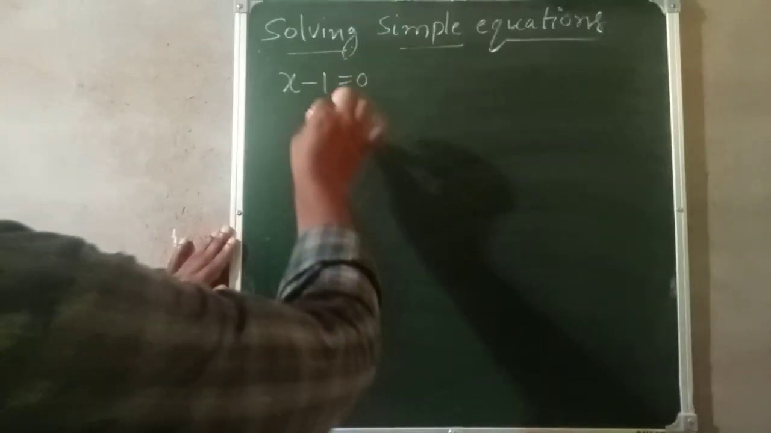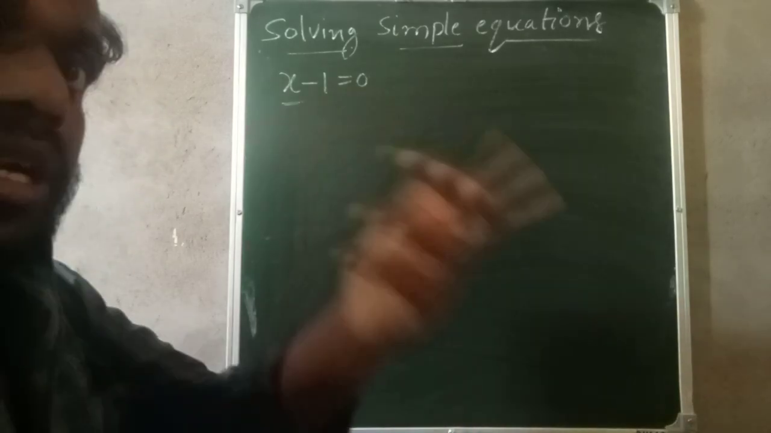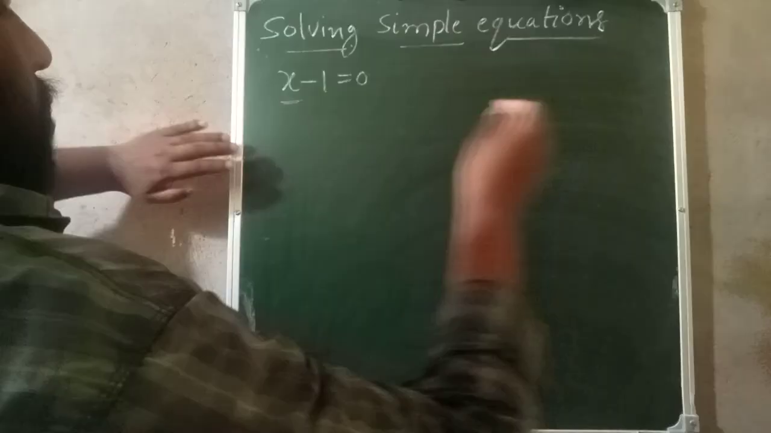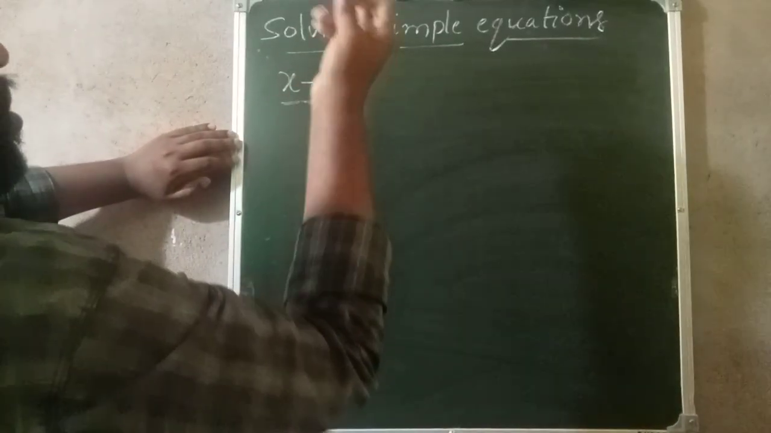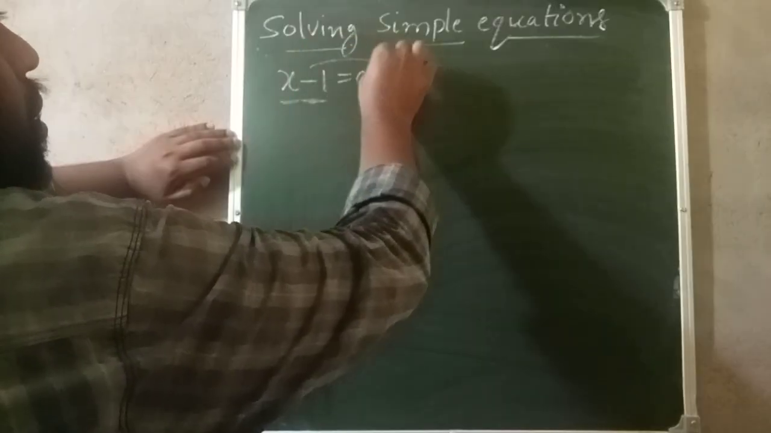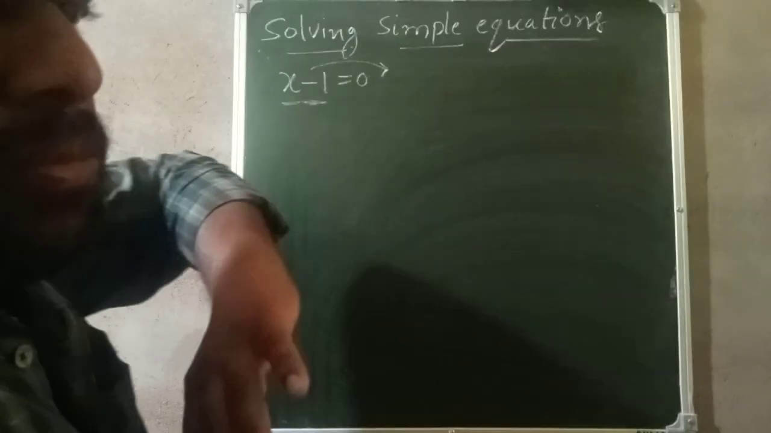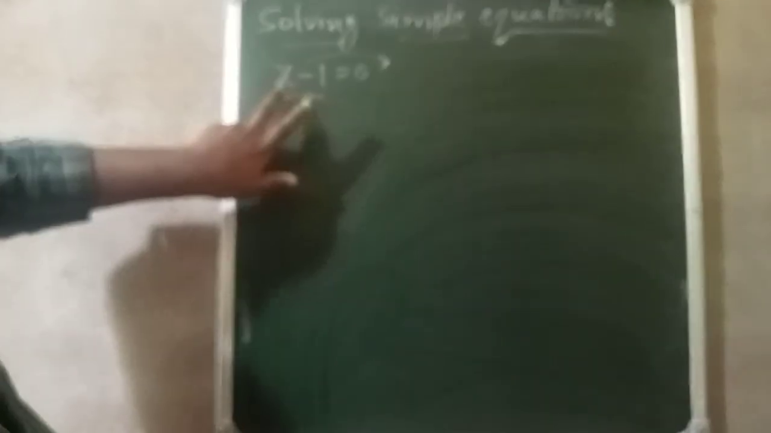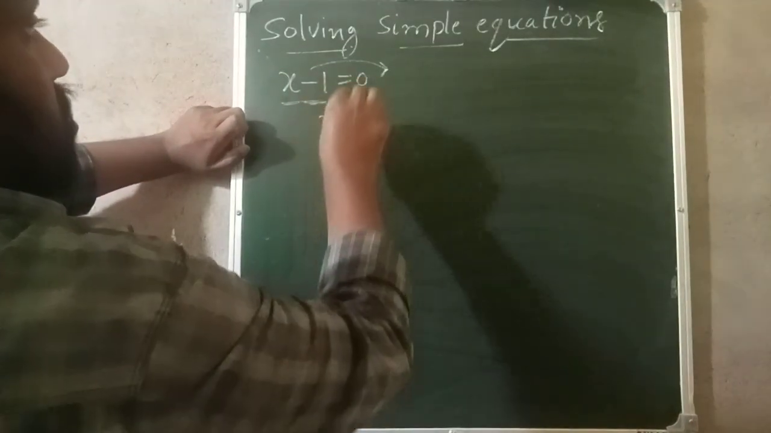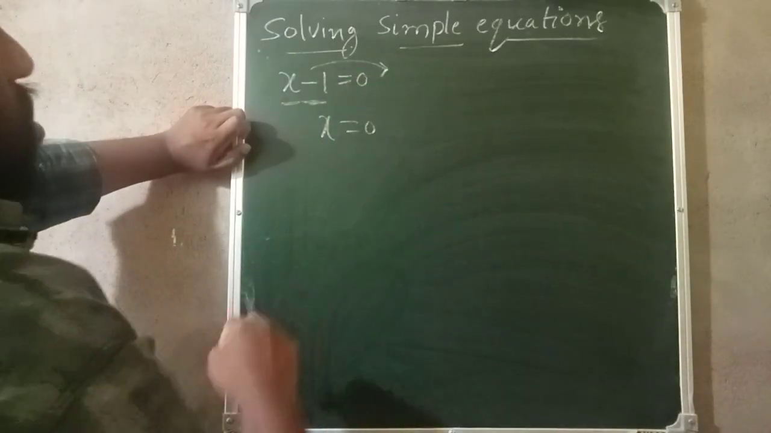Okay. So keep this x on one side. Whatever remains, you send to the other side. Remaining means this minus 1. So move this minus 1 to the other side. In the next step, write this x is equal to, write this 0 as it is.